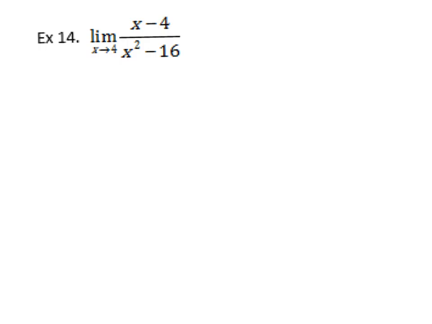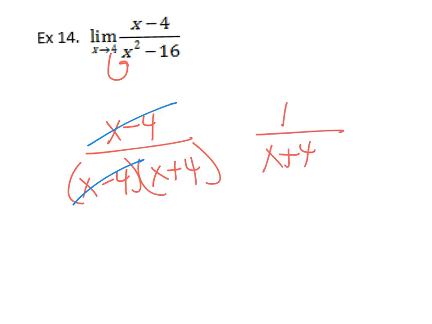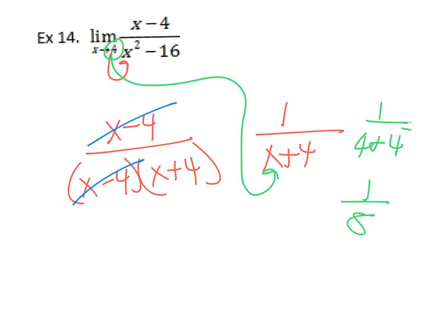Okay, next one. If I plug in a 4, again, I'm going to get 0 over 0. So x minus 4, you're going to have to basically go back and remember all of your factoring, all of your trig, all of your piecewise functions, anything. Heck, I could even put a log in here if I wanted to. Cross off the x minus 4s. That leaves me with 1 over x plus 4. And so now this 4 can be substituted in here. 1 over 4 plus 4 gives me 1/8.